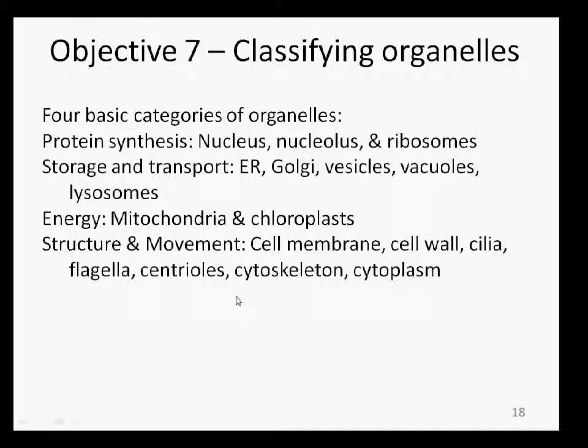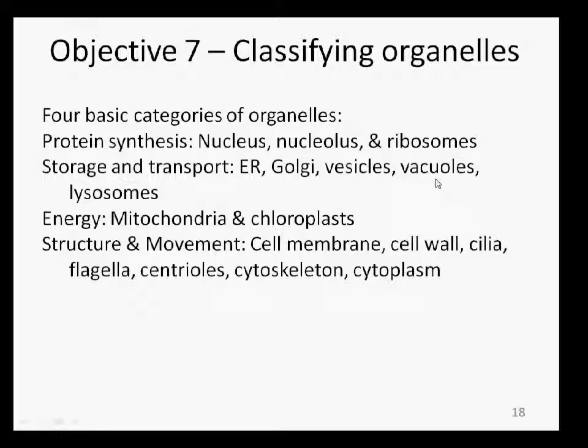There are four basic categories of organelles. Those in charge of protein synthesis, which we will spend an entire unit on. That is the nucleus, nucleolus, and ribosomes. Also partially rough ER, but we're going to put rough ER in storage and transport, because once those proteins are made, they are modified, shipped off to Golgi, and Golgi then sends them off in vesicles to wherever they need to go, whether that is the membrane or somewhere else in the cell.